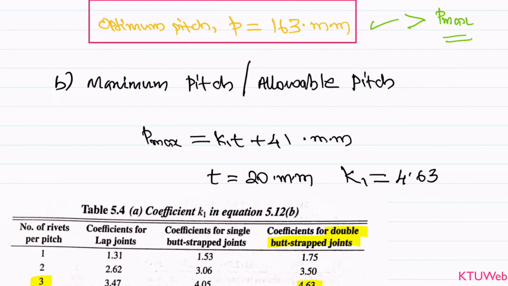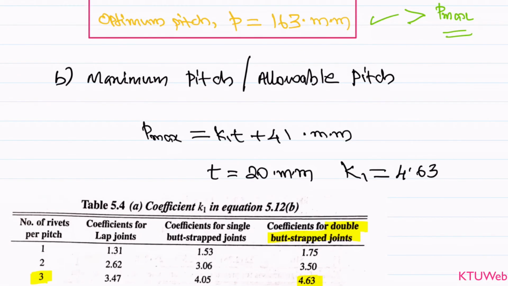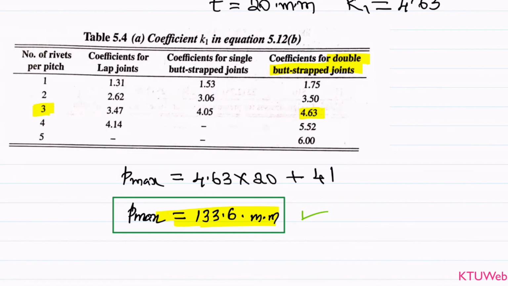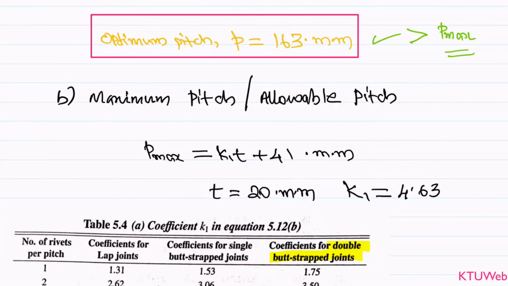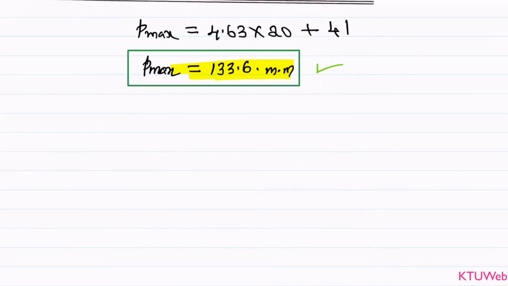So we have to take Pmax as the pitch of this rivet. So we will have Pmax equal to 133.6 as the pitch of this rivet. And if you get an optimal pitch less than Pmax, you can take that. Suppose you have an optimum pitch of some 120 mm, you can take it because Pmax is higher than 120. And that's all. Now we are fixing the pitch as 133.6. Now we can go for step 5.